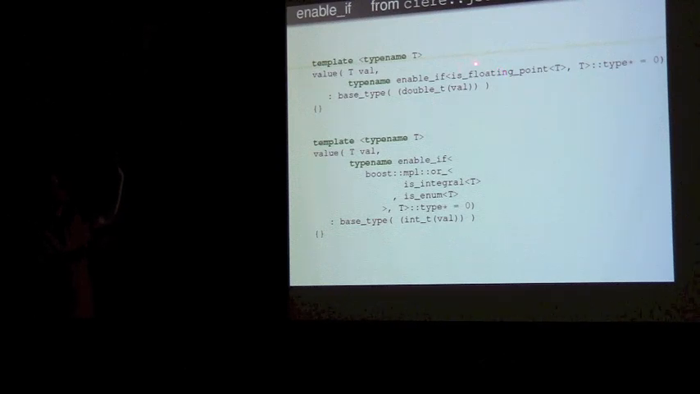So here we're saying that is floating point, this is a bunch of different things that it can be enabled with. I don't have to write all these specializations. I don't have to write a specialization for my float and my double. I can just write one, is floating point. So anything that matches the concept.